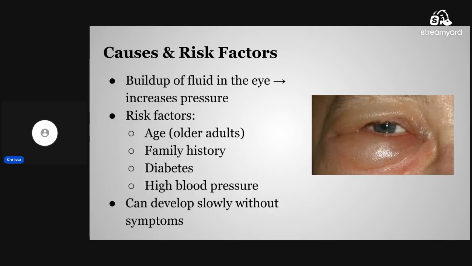And then another one, surprisingly, is high blood pressure, and it can develop slowly without symptoms, so you wouldn't know that you had the disease until you're starting to experience vision loss and your eye becomes inflamed.